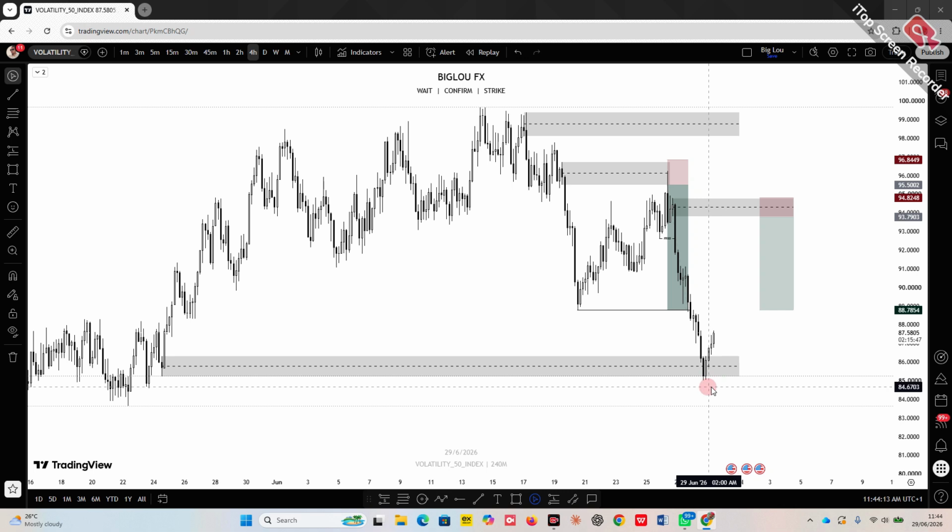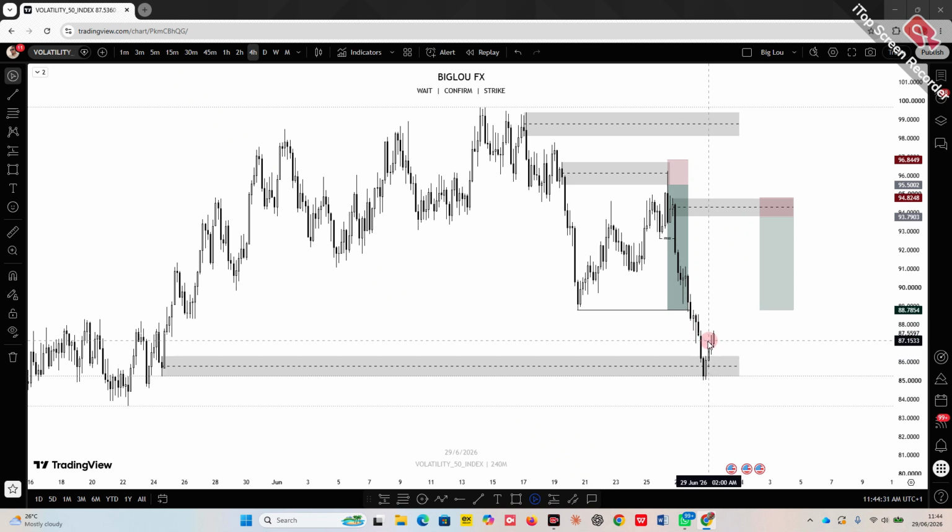The wick of this candle did not close below. The body did not close below. It just swept that candle, swept it, and then closed inside. And then we started this upward movement. This upward movement is going to take us to a certain point before it reverses, hopefully. We are looking at this point.